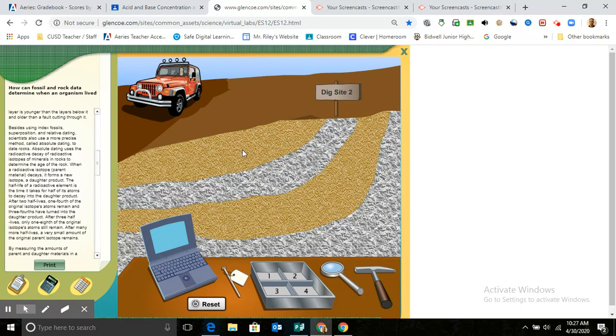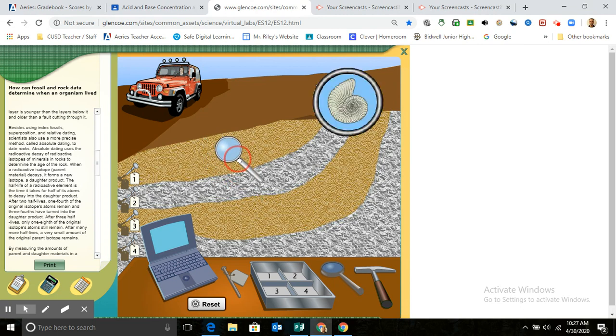But once I learned how to use the site, it's actually pretty neat. So it does have to do with law of superposition, and it also has to do with radioactive dating. So the first thing I'm going to do is take my little nail here and mark my layers. Okay. And then I'm going to take my magnifying glass and put it over the layer slowly until I find a fossil.